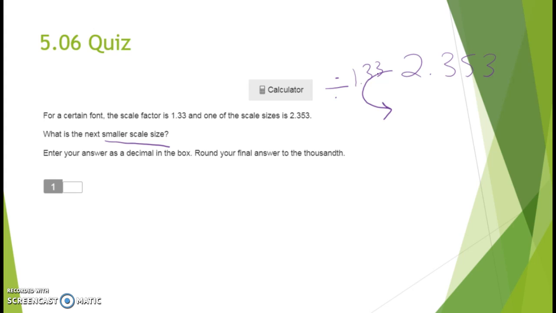So we'll do 2.353. We will divide by 1.33. And it says round your final answer to the nearest thousandth. We get 1.76917, so that just rounds to 9. And that is the next smaller scale size.